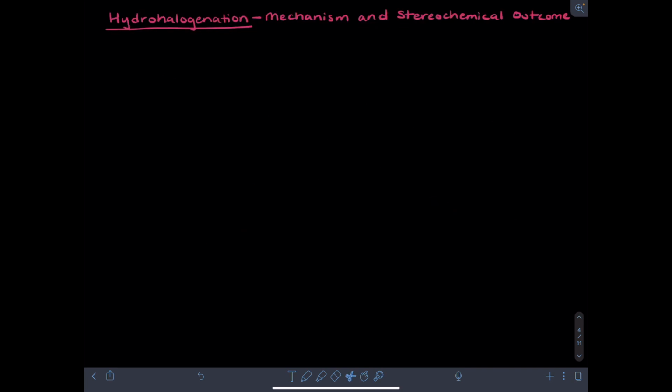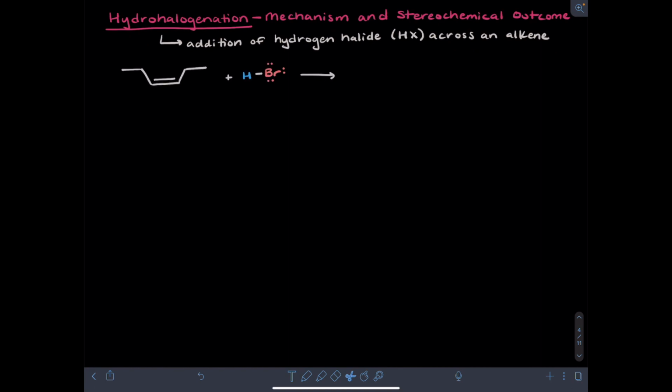The first reaction that I will discuss for alkenes is known as hydrohalogenation. Hydrohalogenation means an addition of hydrogen and a halide across the double bond of the alkene. So imagine starting with an alkene. I'm showing a particular example of a di-substituted alkene, and adding HBr to this.